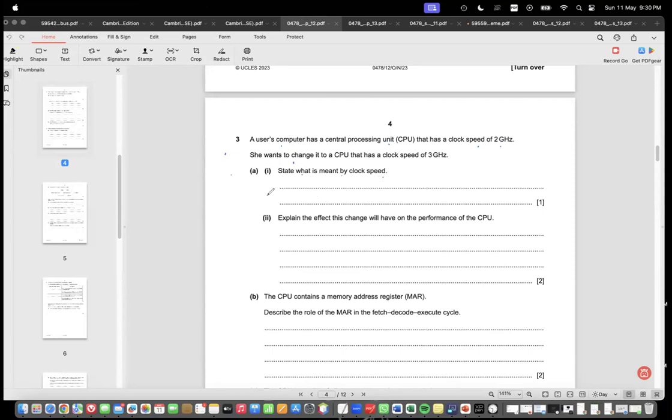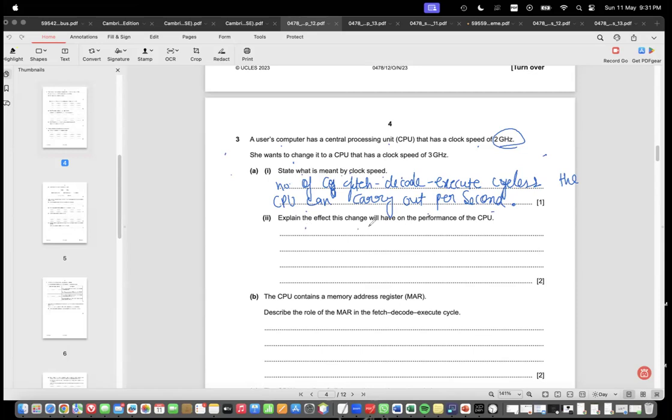So basically, clock speed is the number of cycles. Number of cycles means fetch, decode, execute cycles the CPU can carry out per second. It is usually measured in gigahertz. So what is clock speed? It is the number of fetch, decode, execute cycles the CPU can carry out per second.